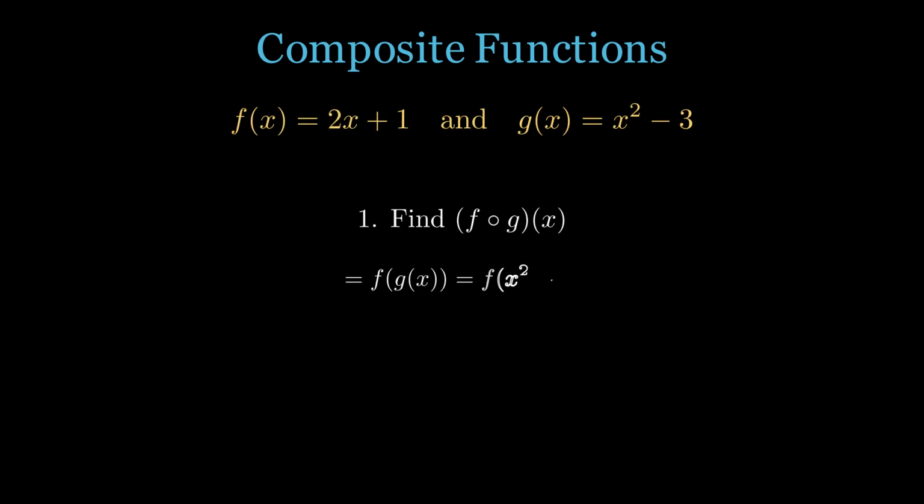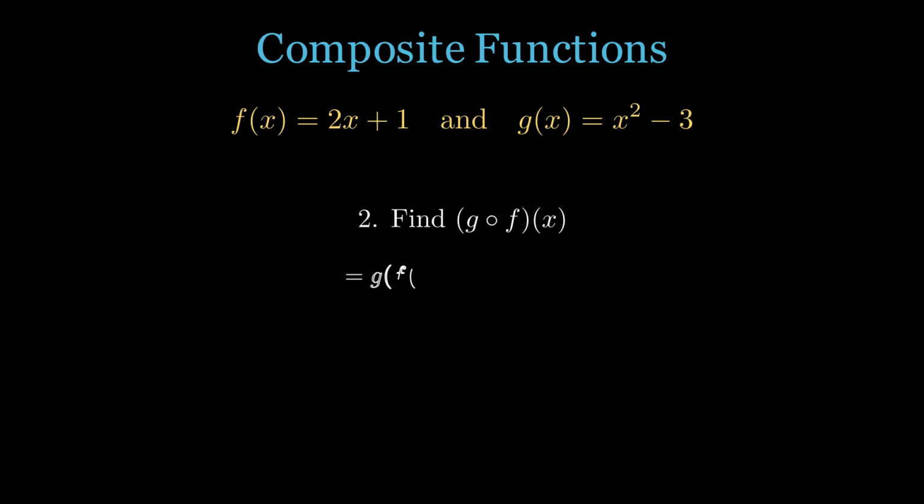Imagine you have 2 machines in a row. The first machine processes something, and its output goes straight into the second machine. That's a composite function, feeding the result of one function into another. F of g of x means, first apply g, then apply f to the result. Now replace x in f with the entire expression x squared minus 3. Expand and simplify. We get 2x squared minus 5.